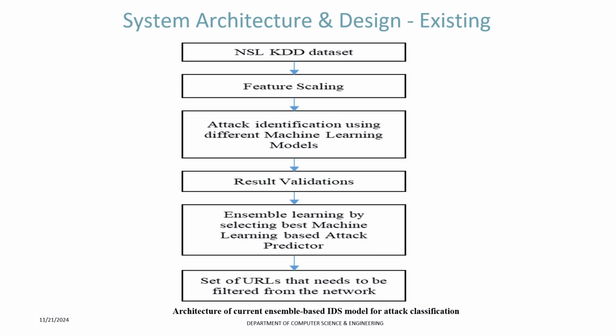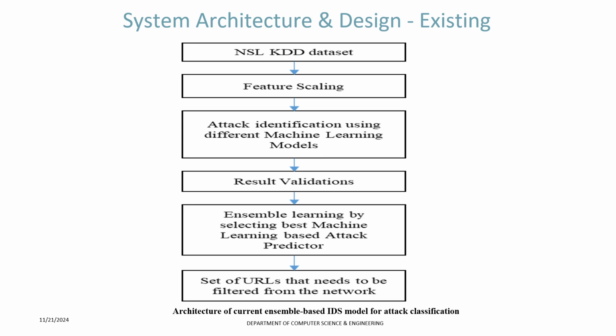Moving forward to the proposed methodology, we have a system architecture design that exists like this. This is the existing model. We have the NSL-KDD data set, an online public data set from cybersecurity, to prevent malicious attacks. We first do the feature scaling, followed by attack identification using different machine learning models, result variations, ensemble learning, and setting the URL that needs to be filtered out from the network. So this was the architecture of the current ensemble-based IDS models for attack classifiers.